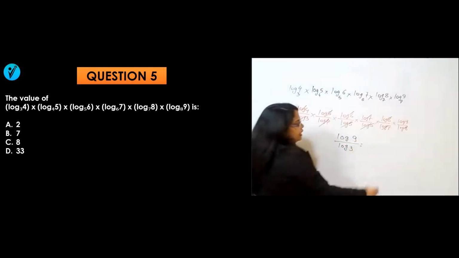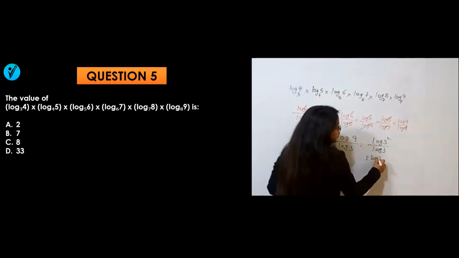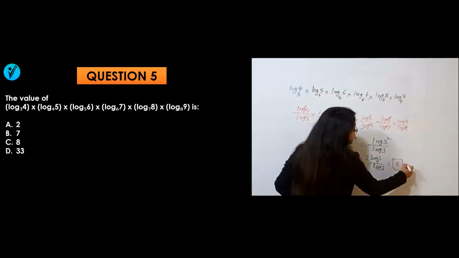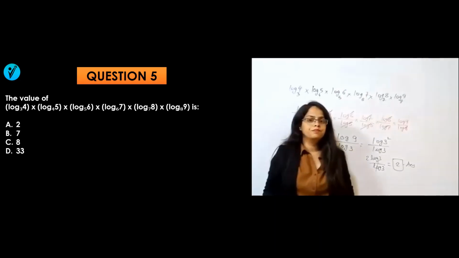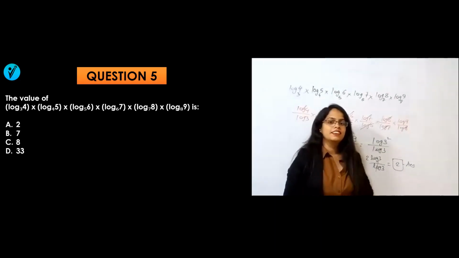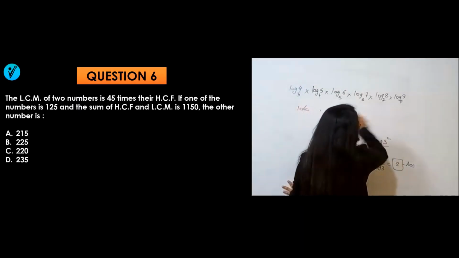Now log 9 I can write as log 3 squared divided by log 3. So this 2 will come here. 2 log 3 divided by log 3 will be equal to what? Log 3 cancelled. It will be equal to 2. So your answer was option number A. Easier, this question was really easy. Now let's go for the next one. Question number 6 is here, which is of the HCF LCM.